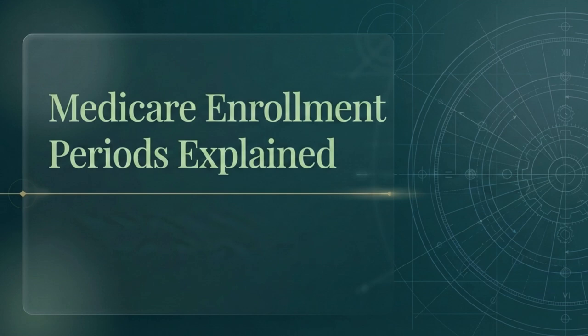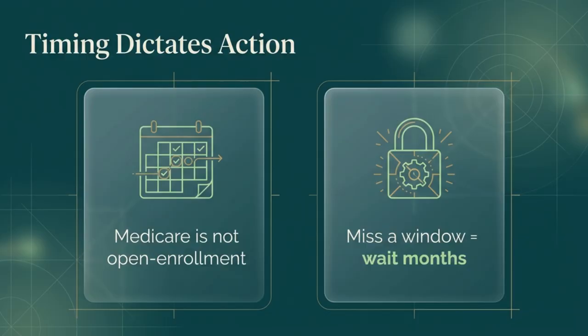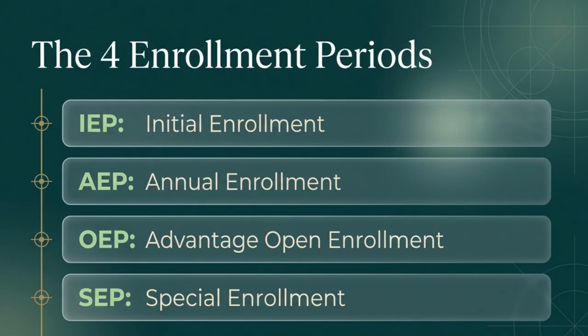One of the most important things you need to understand as a Medicare agent is when you can actually help someone. Medicare isn't like regular health insurance where clients can sign up whenever they want. There are specific enrollment windows, and if your client misses one, they may have to wait months before they can make a change. Knowing these windows tells you exactly when to reach out, when to take action, and when your hands are tied. There are 4 enrollment periods you need to know: the IEP, the AEP, the OEP, and SEP. Let's go through each one.